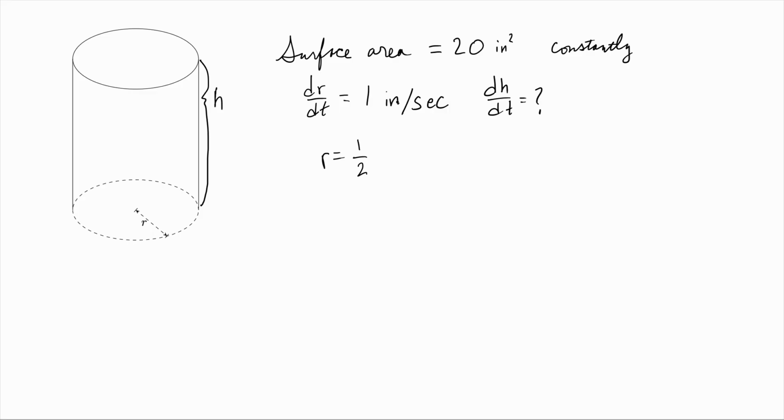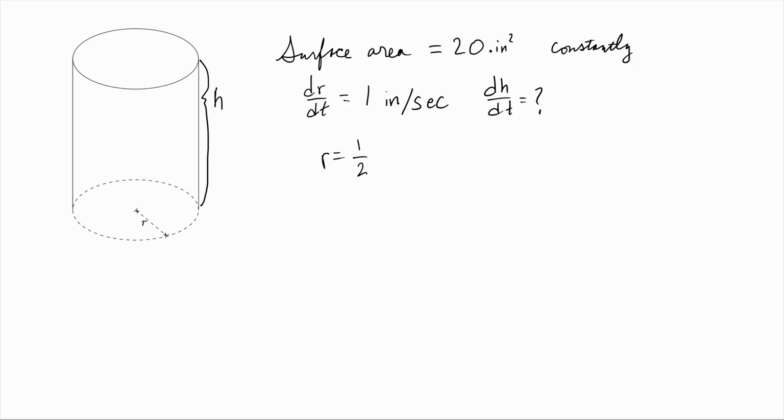All right, so in this situation, let's figure out what dh dt is. We need to have an equation that relates r and h together, so we can have an equation that relates dr dt and dh dt together. So a function equivalence equation relates functions of things, where r is a function of time and h is a function of time.